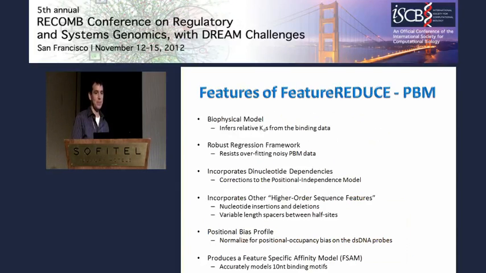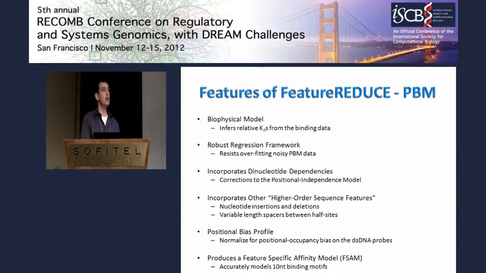Okay. So now, on top of this positional independence model, FeatureREDUCE provides a flexible biophysical framework to incorporate higher order sequence features. It does this by utilizing a robust regression framework that resists overfitting PBM data, which can be very noisy. And the types of higher order sequence features that can be incorporated include dinucleotide dependencies, as well as nucleotide insertions and deletions in the binding site, as well as variable length spacers between the half sites.